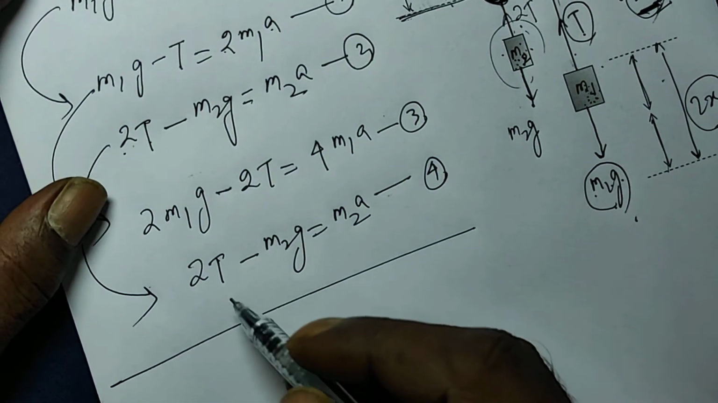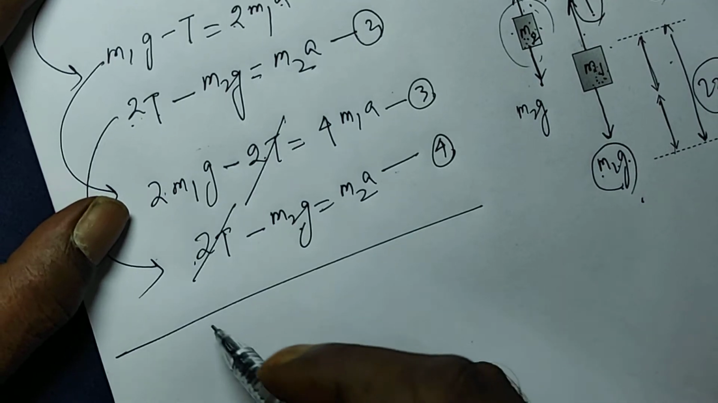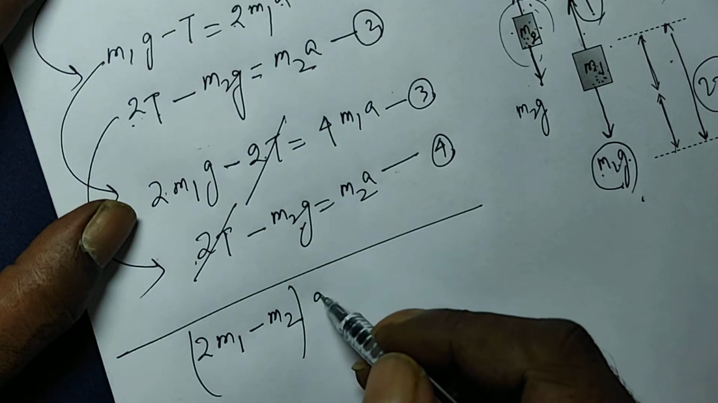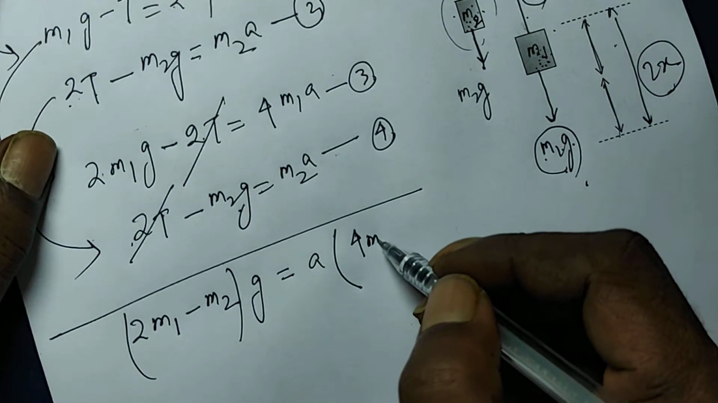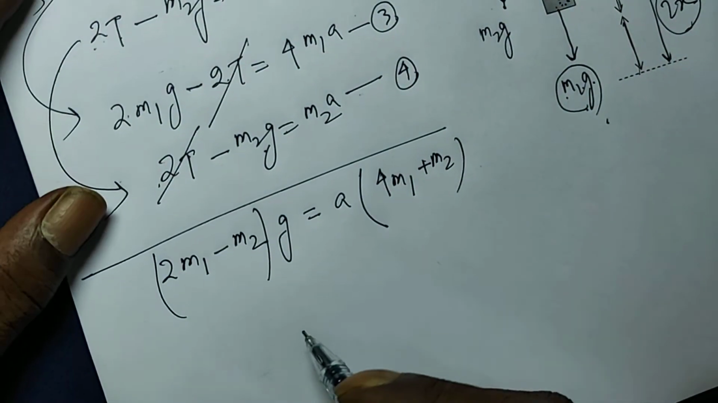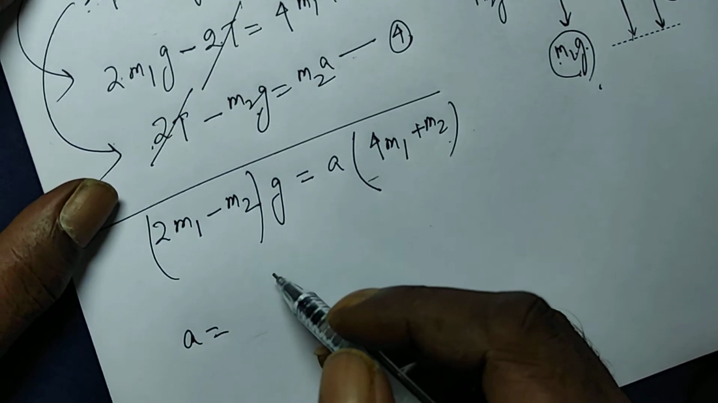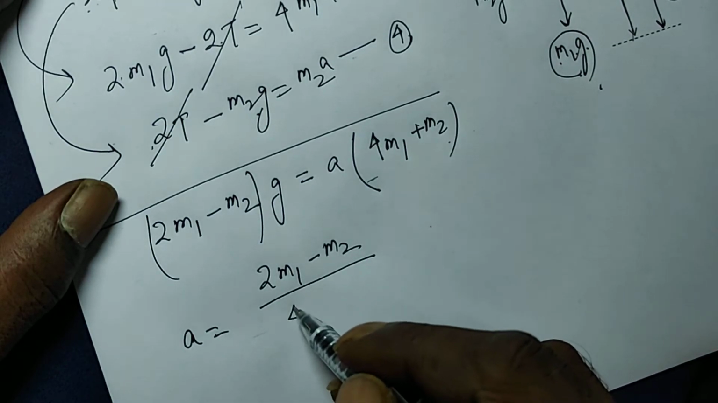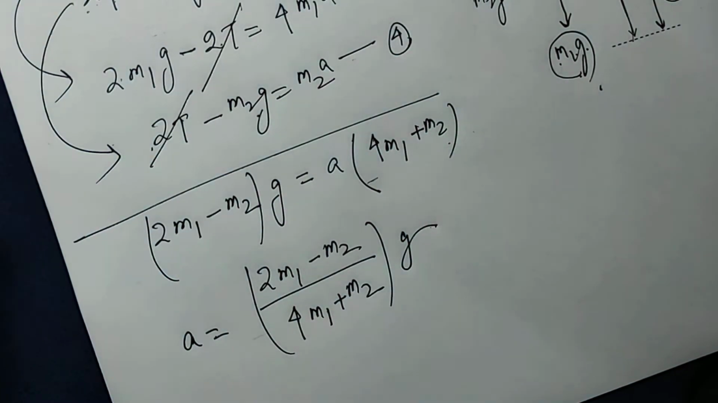Now add these two equations. So minus 2T plus 2T, they cancel. On the left hand side, you can take g common. So you are left with (2m1 minus m2) times g on the left. On the right hand side, if you take a common, we are left with (4m1 plus m2). So your acceleration comes out to be, now this is multiplied, it will come to this side and be divided. So a is equal to (2m1 minus m2) over (4m1 plus m2), whole into g.